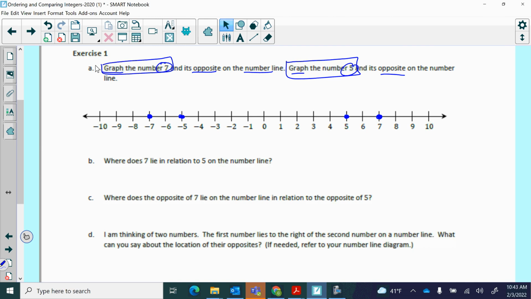Okay. Now here's where the thought questions come in. If I were to describe it, where does 7 lie in relation to 5 on the number line? So if I'm going to describe where 7 is, starting at 5, what would I say, Cannon?